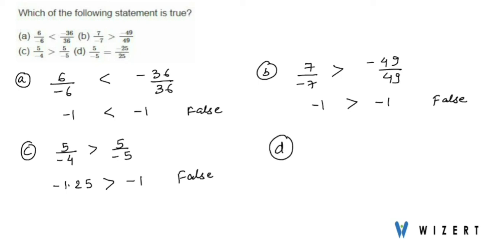Now checking the last option D, that is 5 by minus 5 is equal to minus 25 by 25. So if we simplify it, 5 gets cancelled, so minus 1 is equal to, again 25 is cancelled, minus 1. Minus 1 is equal to minus 1. Definitely this statement is true. So we can say this is true.